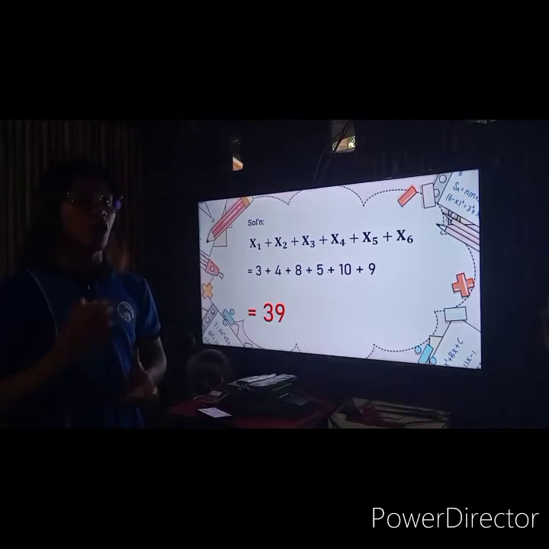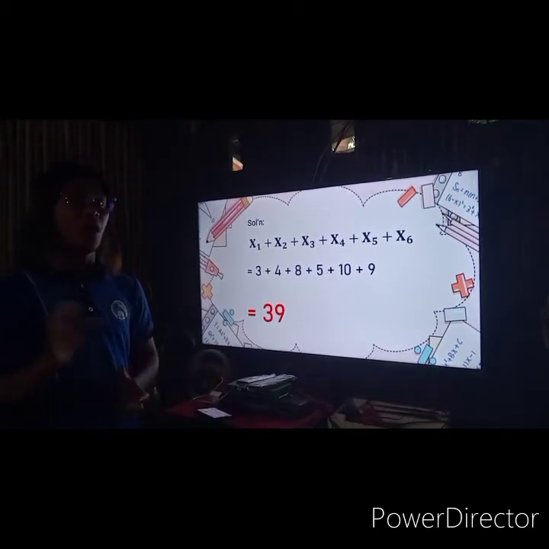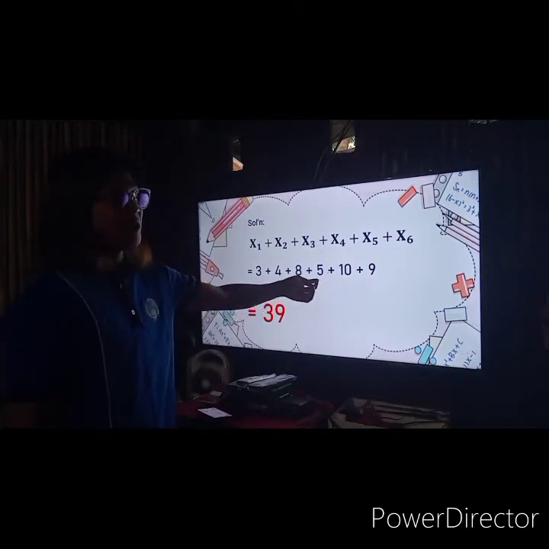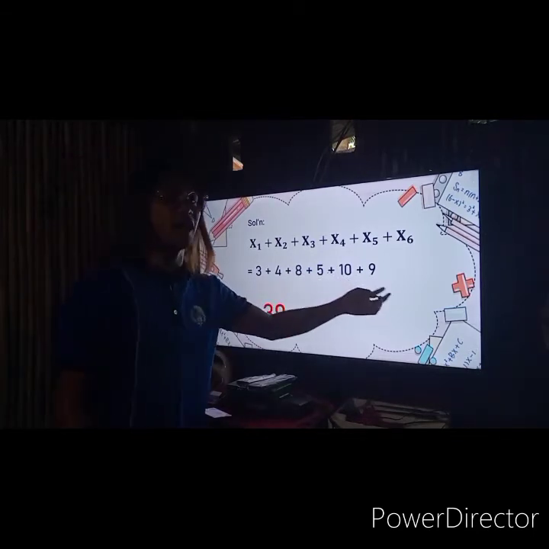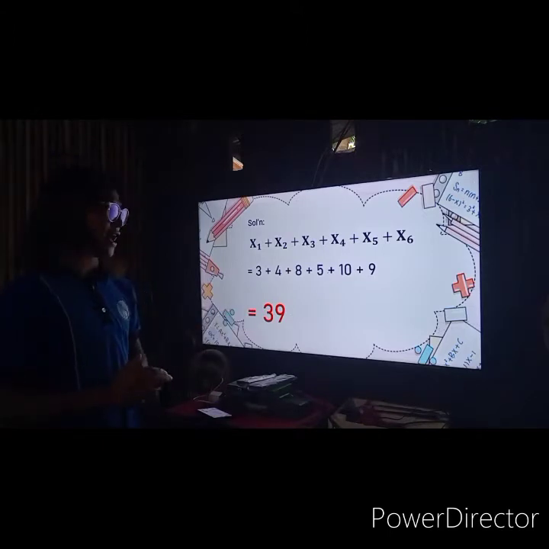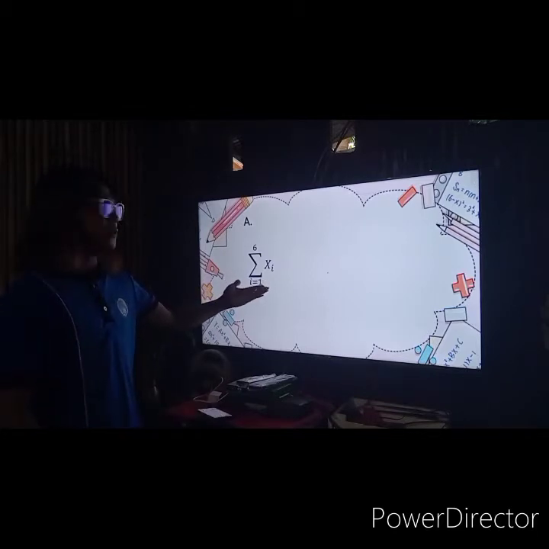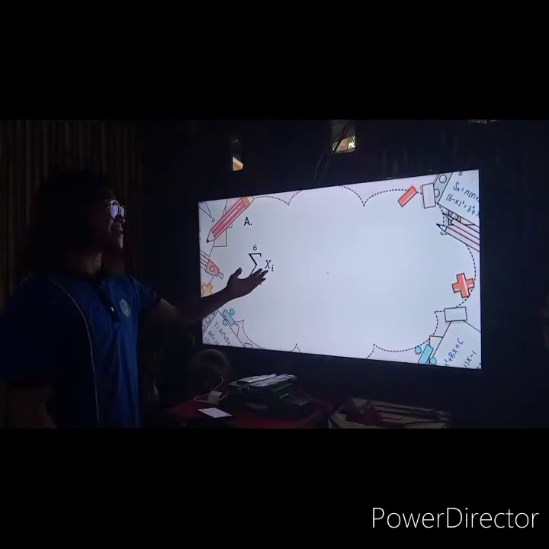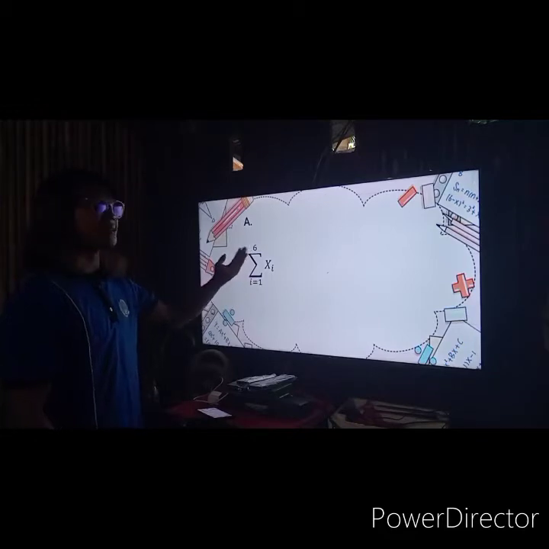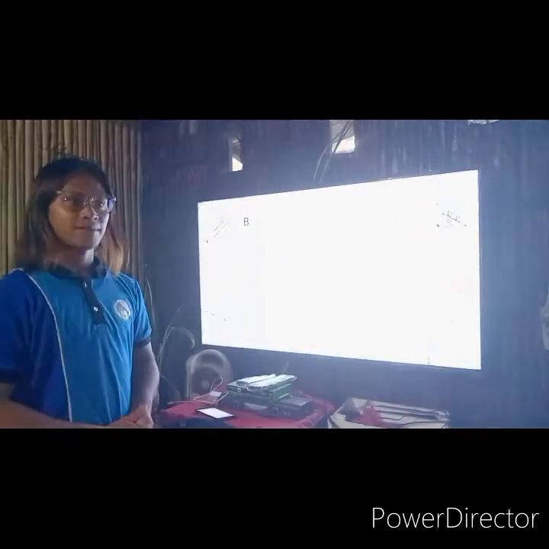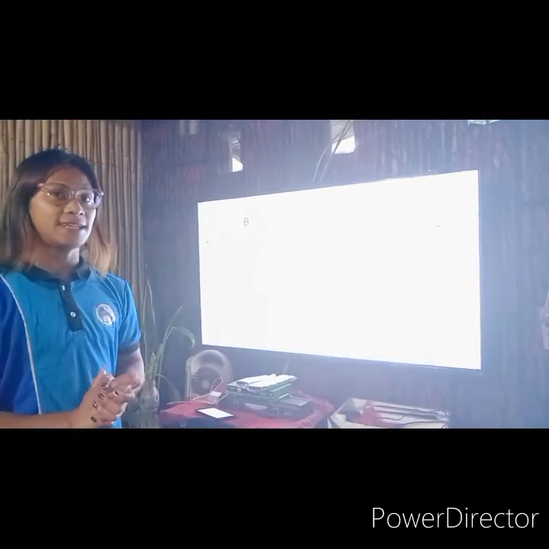After you substitute all numbers, all we need to do is to add them all. 3 plus 4, you have 7, plus 8, 15, plus 5, 20, plus 10, 30, and plus 9, you have a sum of 39. Therefore, in this formula, which is summation of x sub i, where i ranges from 1 to 6, you have a sum of 39. See? That's so easy. Okay, let's go to our second example.